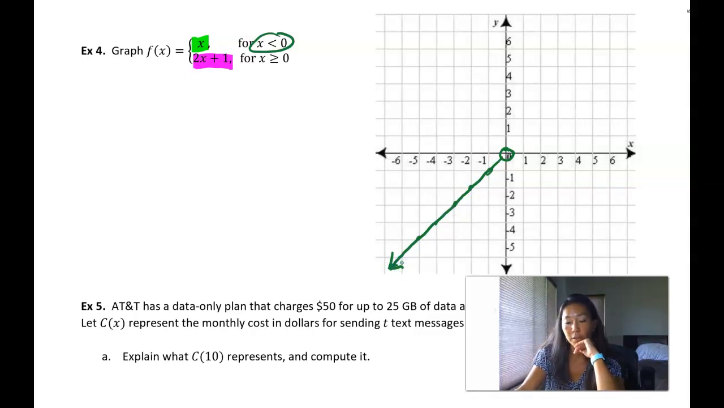Now I have 2x plus 1. Let's start that one on the y-intercept of 1. And then I'm going to rise and run by 2. Okay, now I can go down and to the right too, but I'm going to only include it for x values that are greater than or equal to 0. So I'm going to color that value in on 1, and then I'm going to just go to the right.